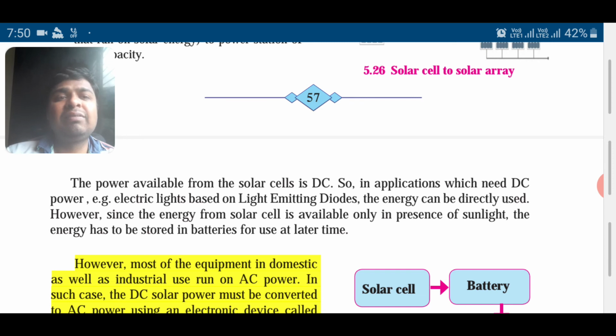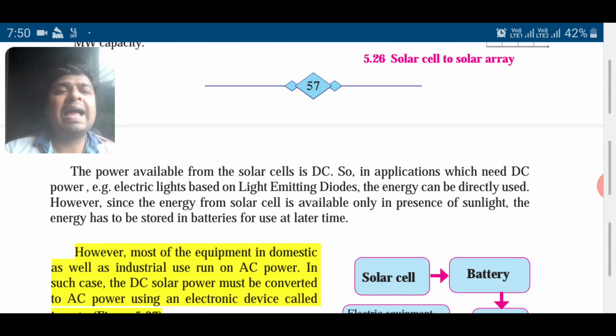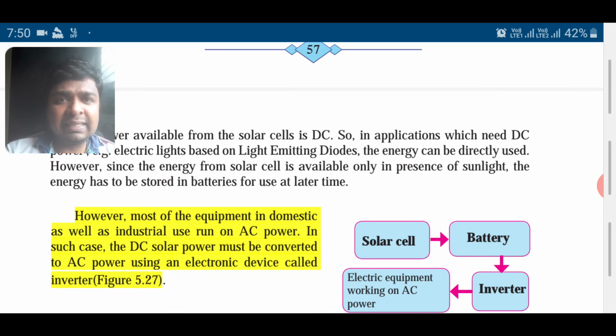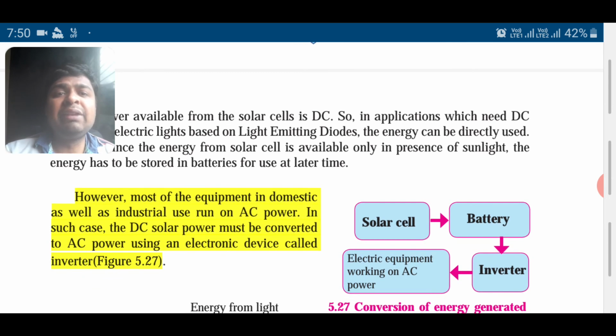Now the DC thing is there. DC means direct current. These cells are DC cells, so you can use them in light emitting diodes, which we call LEDs. Then we can store it in batteries and convert it into AC, which can be done by an inverter. Most of the equipment in domestic as well as industrial use runs on AC. So we can convert the DC into AC by an inverter. An inverter is a device which can convert direct current into alternating current.